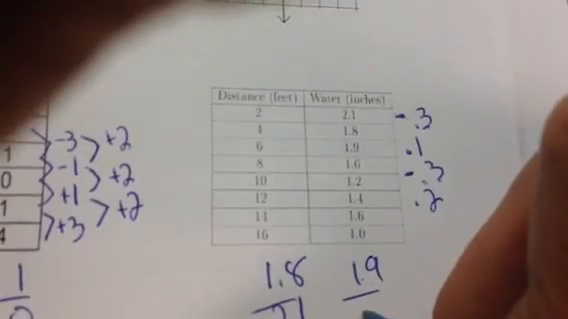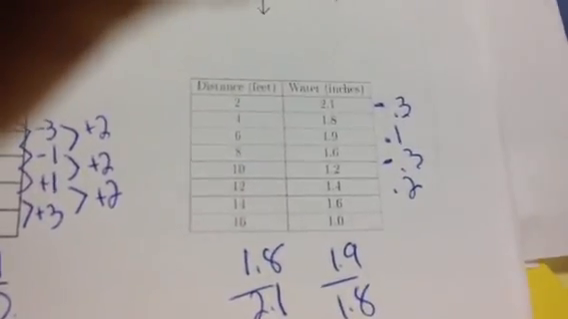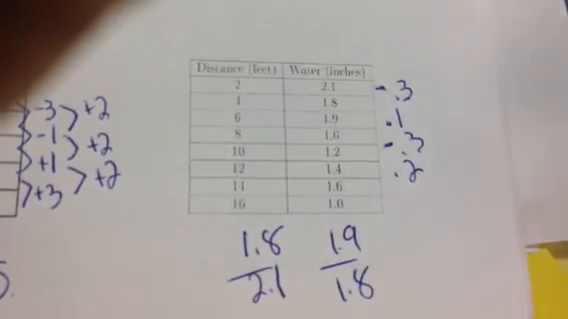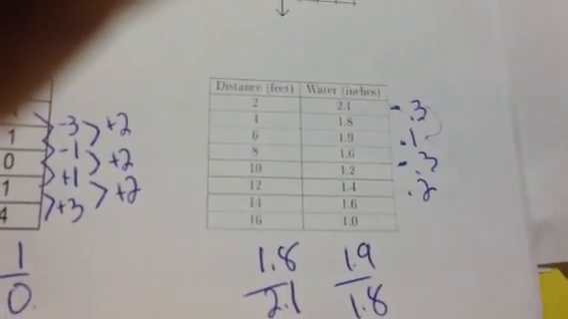That's definitely not linear. If I start dividing these fractions, so 1.8 divided by 2.1, 1.9 divided by 1.8, I'm not going to get the same amount. So as it turns out, this is not exponential, and there's no consistent pattern from here to here, so it's not quadratic. It's neither.